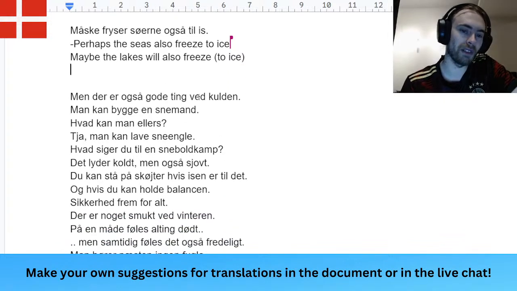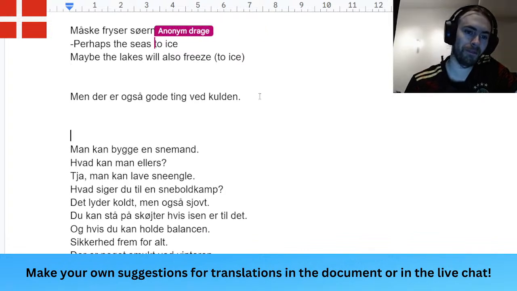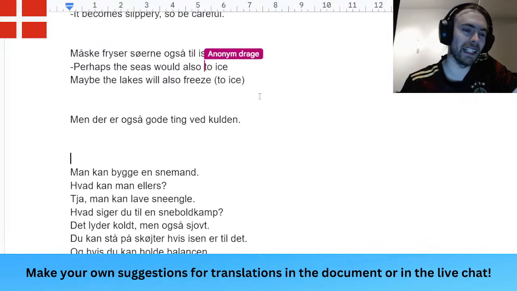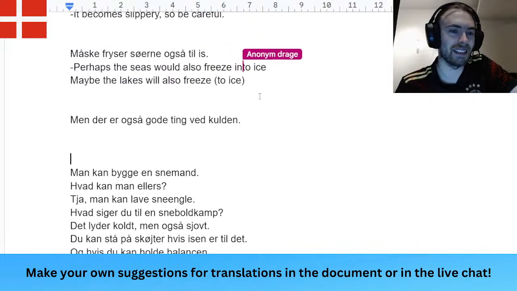Men der er også gode ting ved kulden. Yeah, it's lakes, it's not seas. Right? That's maybe a false friend. Yeah. Der er også gode ting ved kulden.